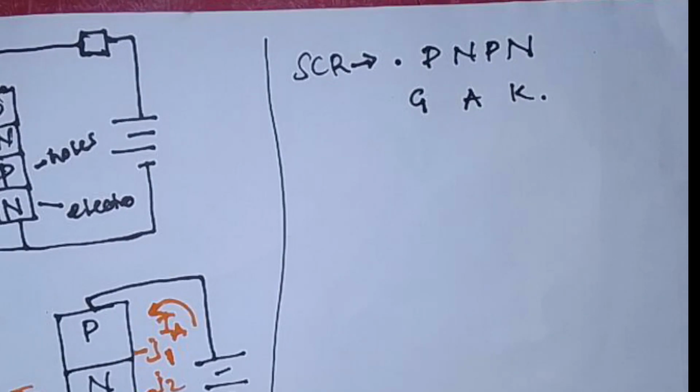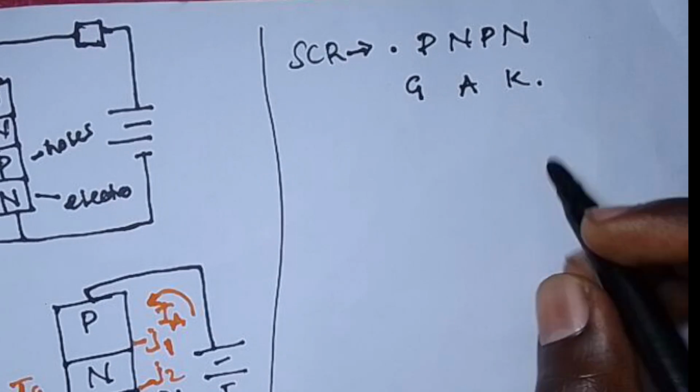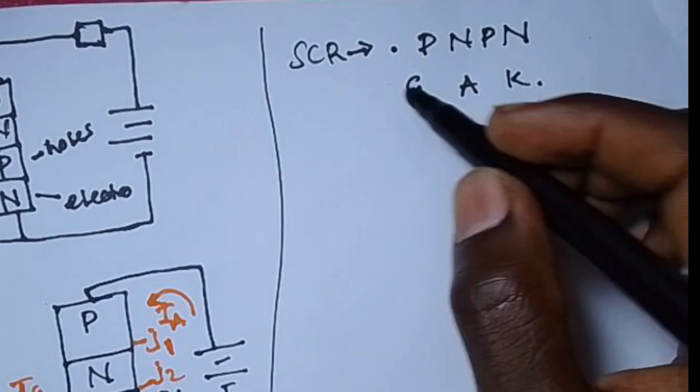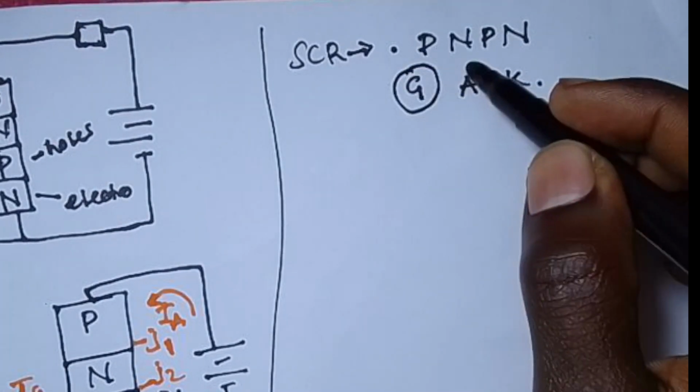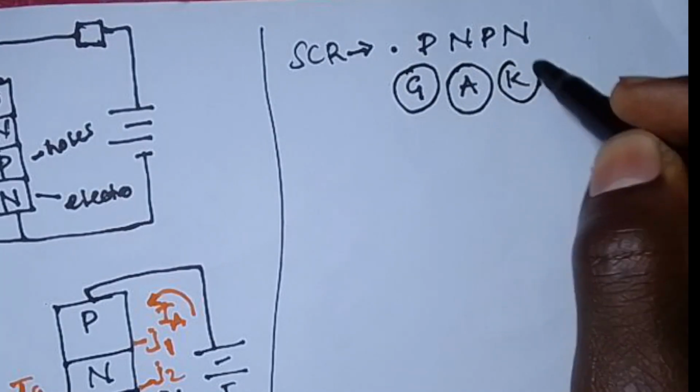Excuse me, pardon, you said it is a 3-port device? It is a 3-terminal device. It is a 3-terminal device. So I was saying it has 3 terminals, and the terminals are the gate, the anode, and the cathode.